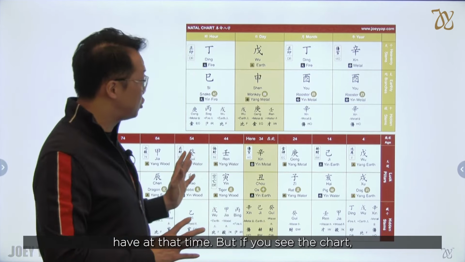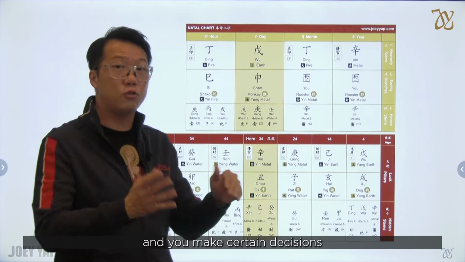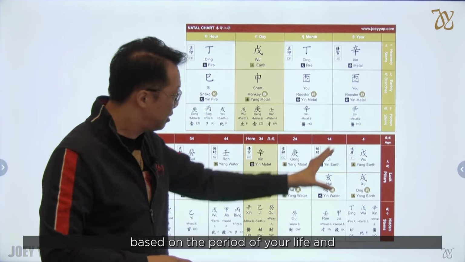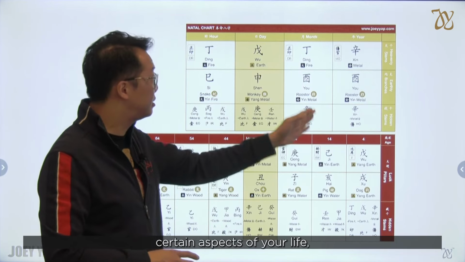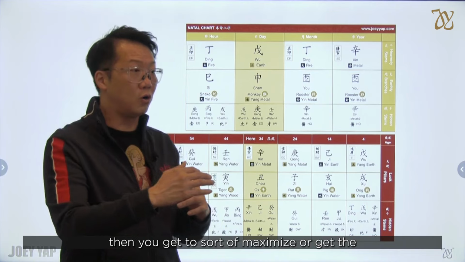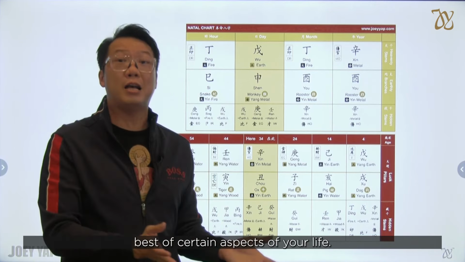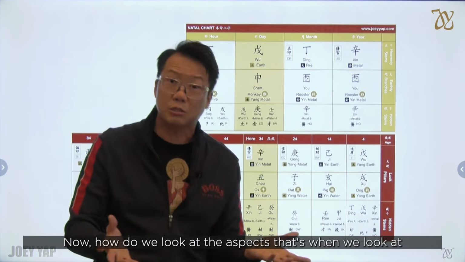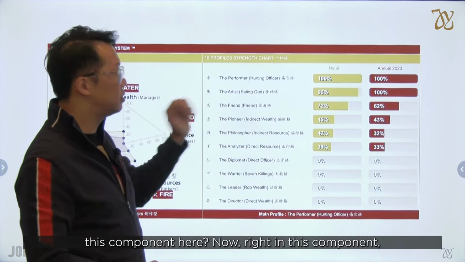But if you see the chart, you understand the components and you make certain decisions based on the period of your life and certain aspects of your life, then you get to maximize or get the best of certain aspects of your life. Now, how do we look at the aspects? That's when we look at this component here.